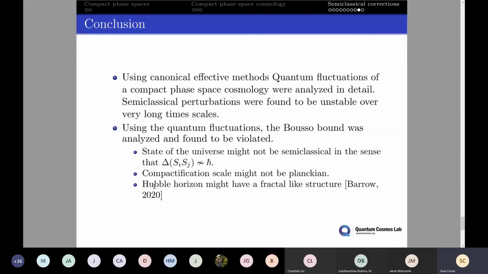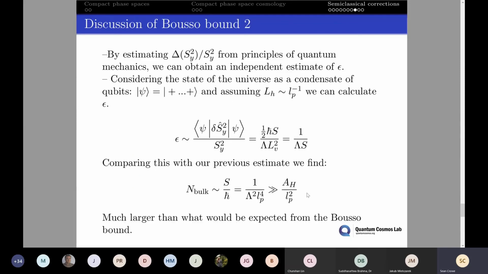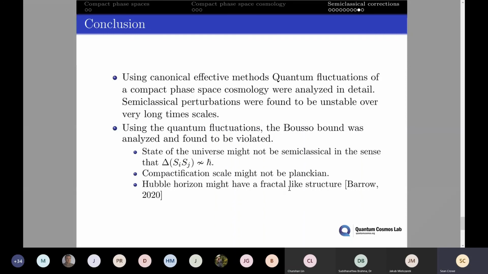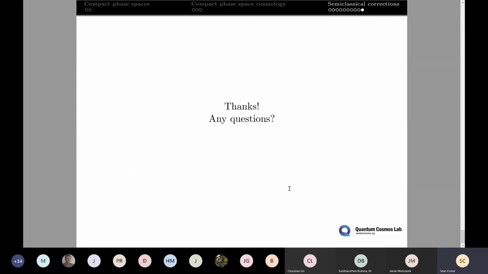And this last point I'm just mentioning because there have been a few papers over the last month by John Barrow considering that the Hubble horizon might have a fractal-like structure. I'm only mentioning this because the upper bound he finds for the number of degrees of freedom in the universe is precisely the one we find from our semiclassical consideration. So that might be one other way we could resolve this tension. But anyway, I'll wrap up here and say thanks, and I'm happy to take any questions.